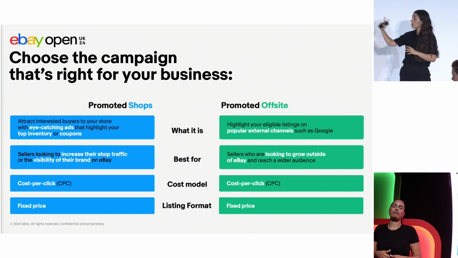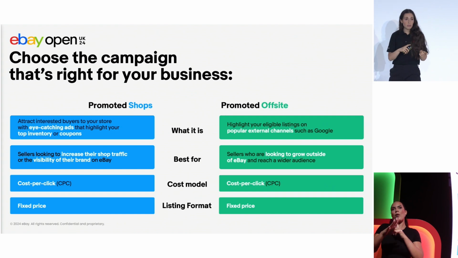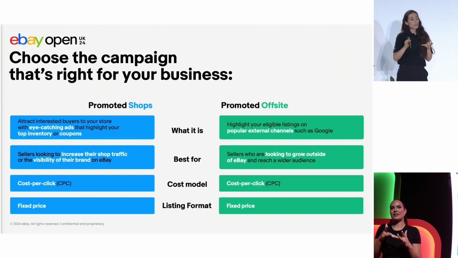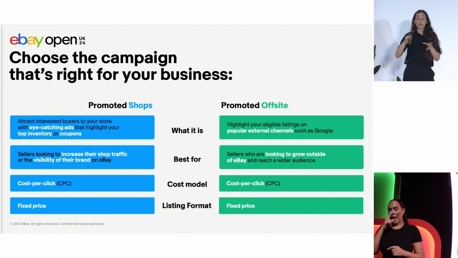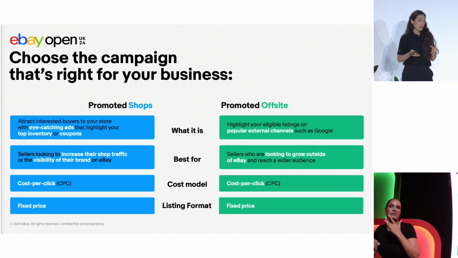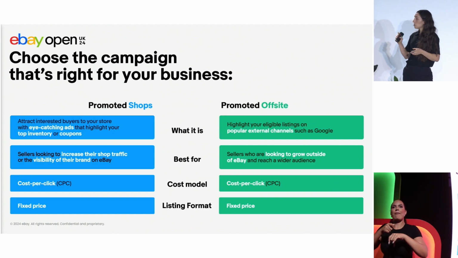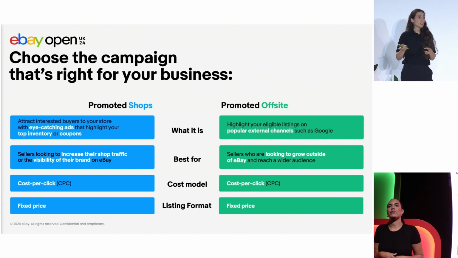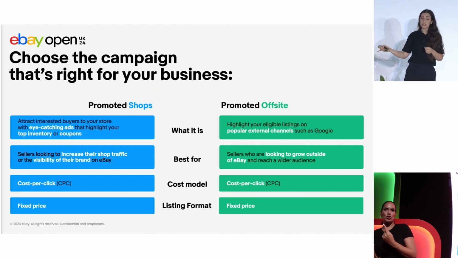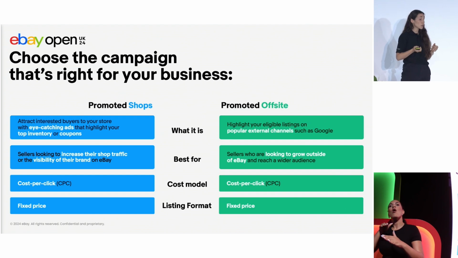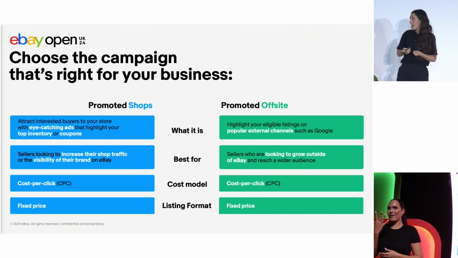We also have promoted off-site. So I mentioned this briefly earlier. This is where you can promote your inventory off eBay in popular external channels such as Google Shopping, and then bring them to your listing and store on eBay. It's also a dynamic cost-per-click model, which adjusts for each of your listings. And when using promoted off-site, sellers are typically seeing a 25% increase in sales from these external channels on average.